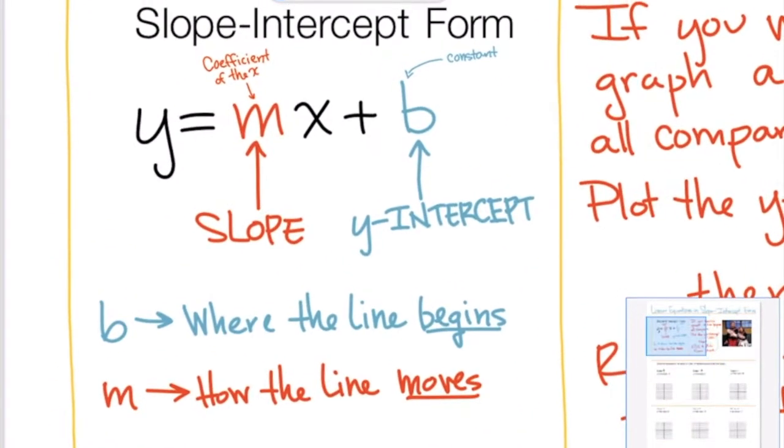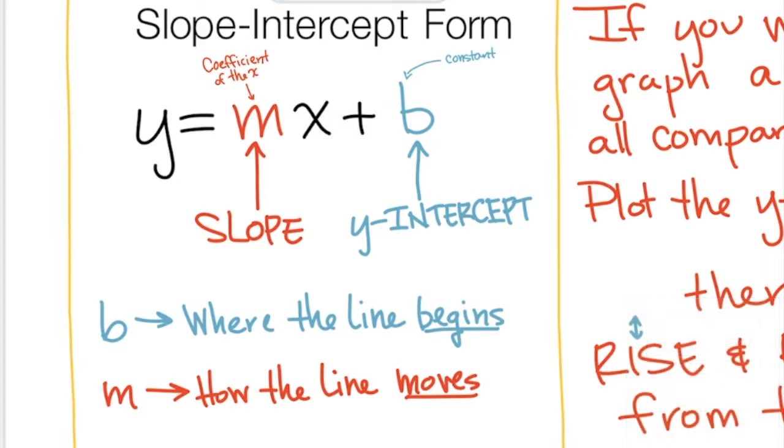Slope-intercept form is y is equal to mx plus b. Notice the m is the coefficient of the x. Sometimes in slope-intercept form, the b and the mx will be switched around. So keep in mind that m is always the coefficient of the x, and that always refers to the slope of the line. The b is always the constant, and it's referring to the y-intercept of the line.